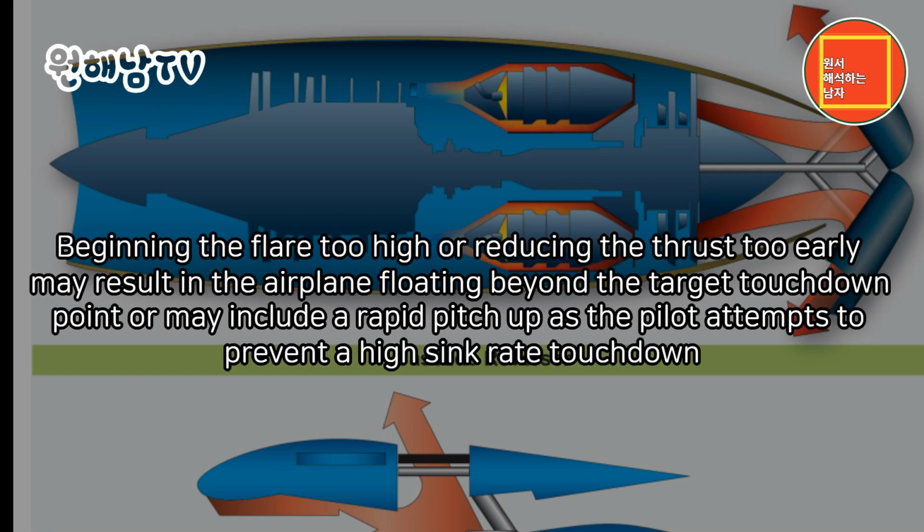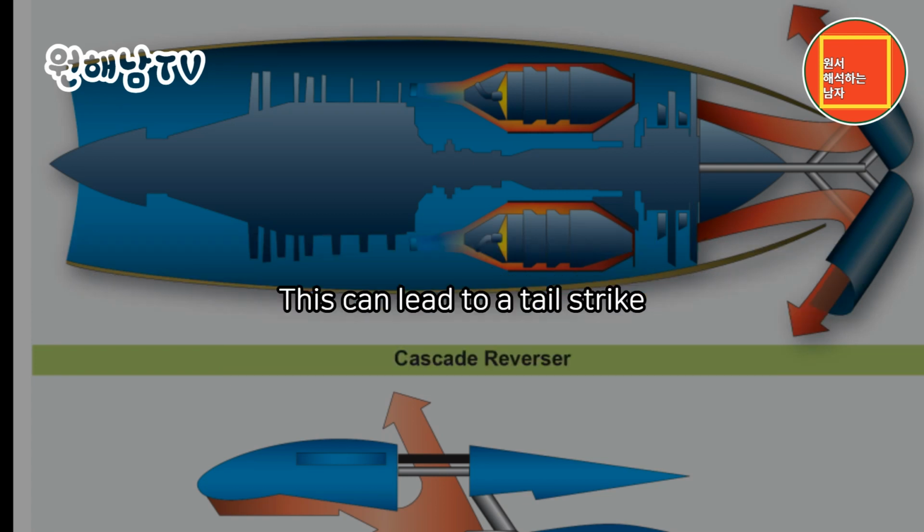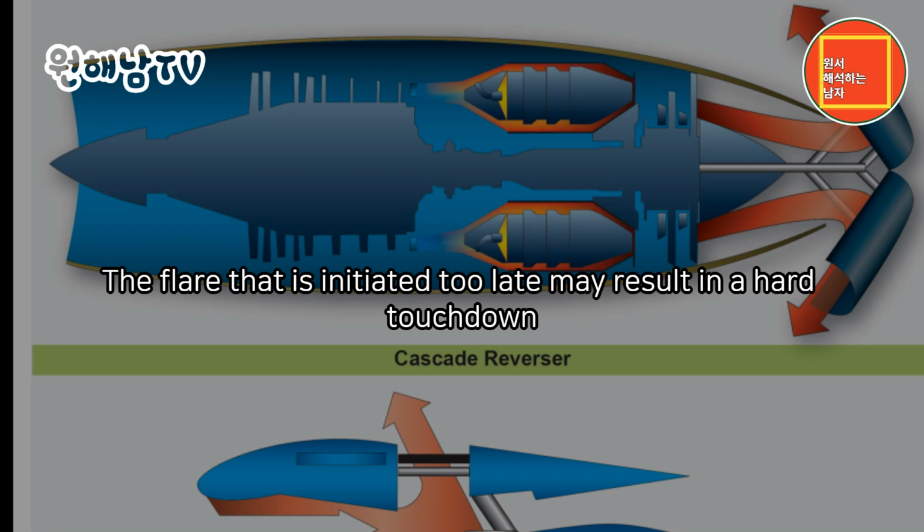Beginning the flare too high or reducing the thrust too early may result in the airplane floating beyond the target touchdown point, or may include a rapid pitch up as the pilot attempts to prevent a high sink rate touchdown. This can lead to a tailstrike. The flare that is initiated too late may result in a hard touchdown.